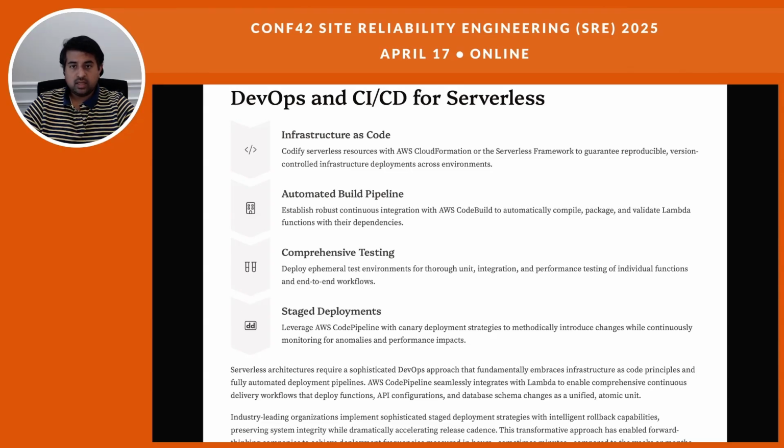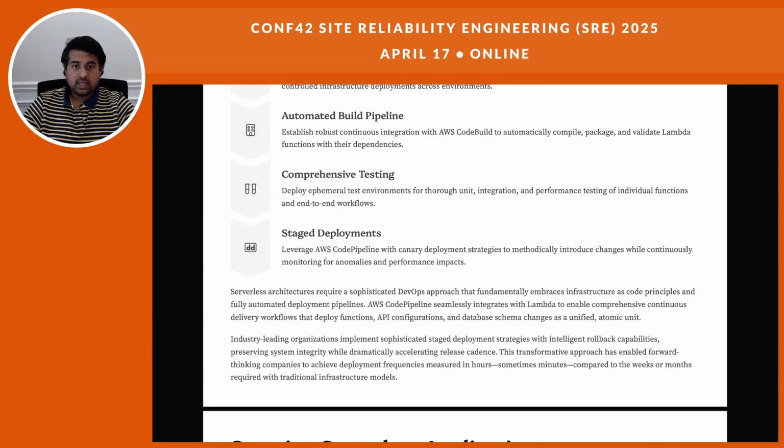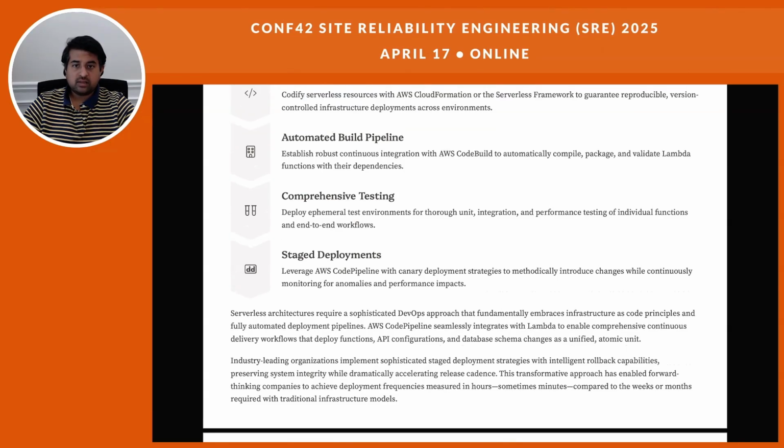Staged deployments. Leverage AWS CodePipeline with canary deployment strategies to methodically introduce changes while continuously monitoring for anomalies and performance impacts. Canary deployments reduce the risk of widespread failures by 90 to 95% and enable rapid rollbacks in case of issues. Automated anomaly detection with CloudWatch alarms reduces mean time to detection by 35 to 45%. Staged deployments combined with feature flags reduce the impact of failed deployments by up to 50%.